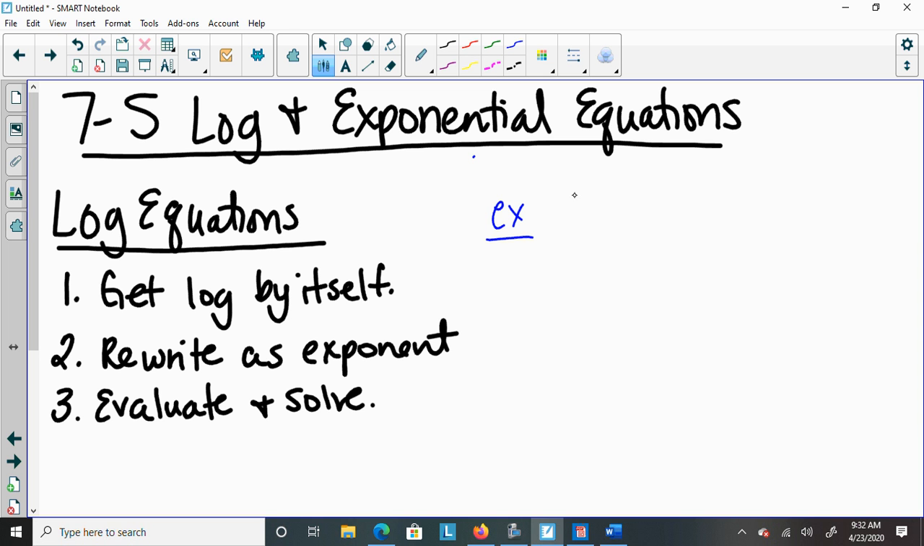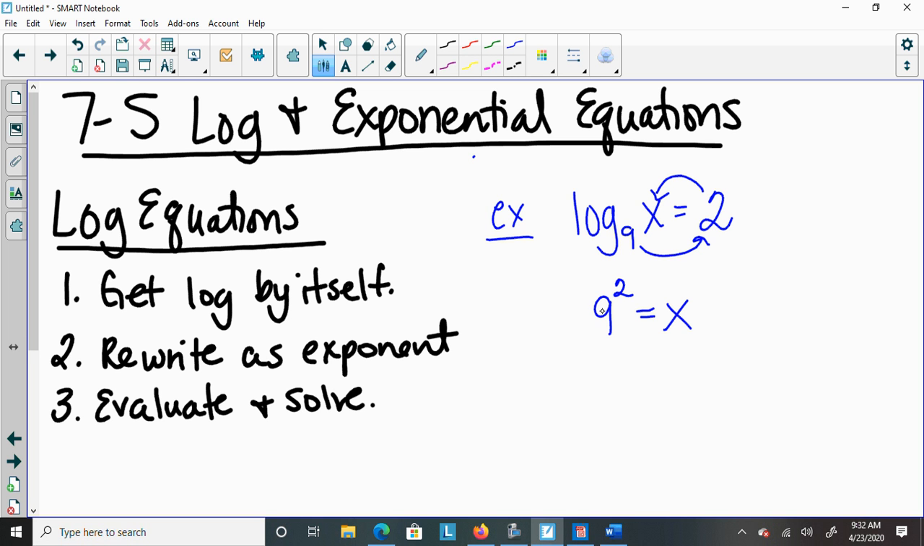So the first one, let's say I had log base 9 of x is equal to 2. Okay, so I want to see if this is a log equation. There's a log in it. So my first step is I want to get the log by itself. If you see there's nothing in the front, there's nothing added at the end, so it is by itself. Step 1 is done. Step 2, rewrite it as an exponent. So we have to remember how we write these as exponents. If you recall, you go base, power, and that's what it equals. So we're going to rewrite this as 9 to the second is equal to x.